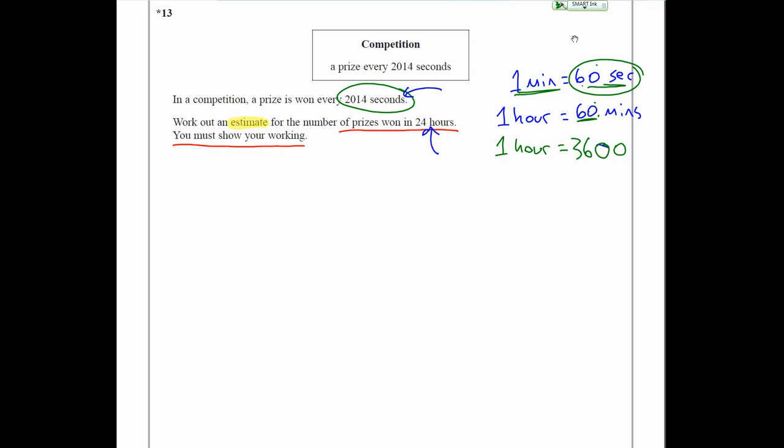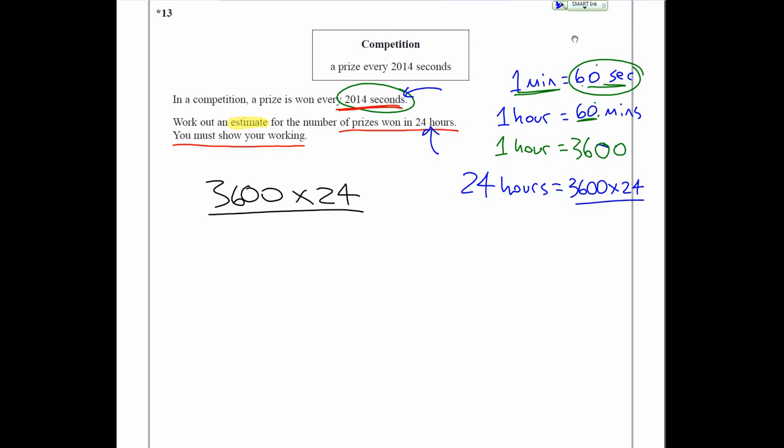Okay. Now we've got 24 hours. So for 24 hours, I'm not going to rush ahead and do the calculation. 3600 times by 24. Okay, and we want to know how many lots of 2014 go into that. And it's an estimate. Let's write out the actual calculation. It would be 3,600, which is the amount of seconds per hour, times by 24 hours, because that's how many we've got, divided by 2014 seconds. If you've practiced a lot of past papers, you might know, as I do, that sometimes it just gives you a question like that and says estimate. This question is much harder because you have to go from words to that equation yourself.